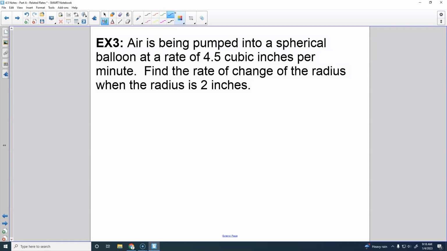What's the question asking for? What variable are we trying to find? dr/dt. Rate of change of the radius. That is dr/dt. That is what we're looking for.